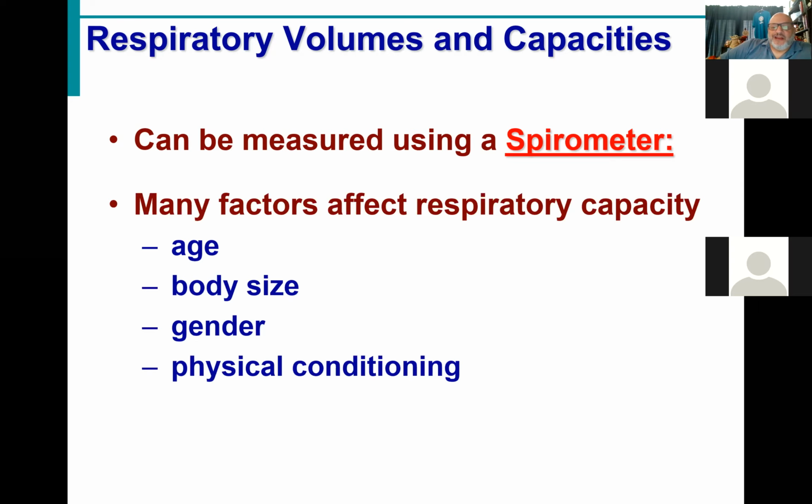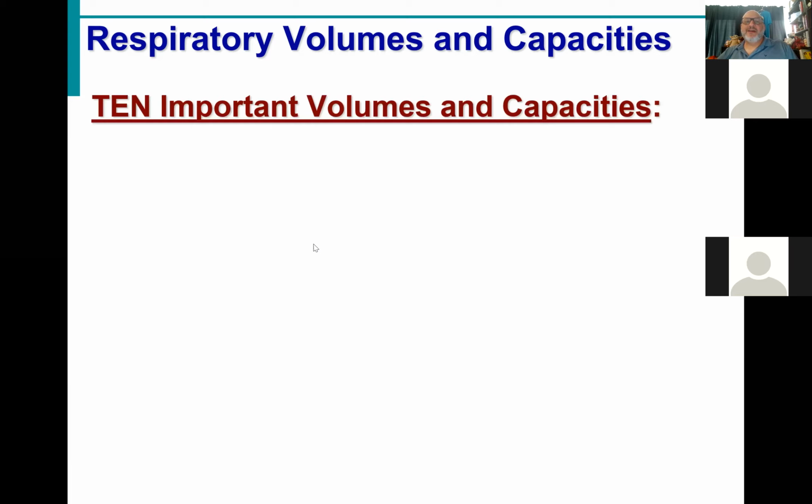All sorts of things, your age, your body size, your gender, your physical condition, illnesses, all sorts of factors can modify and affect these capacities. So these average numbers that I give you, aside from their relative size, are relatively meaningless. But what we do need to do is understand them. And in fact, there's not just one or two. There are 10 important volumes and capacities we need to be able to identify and define. All right. Now, let's talk about one of those spirometers.